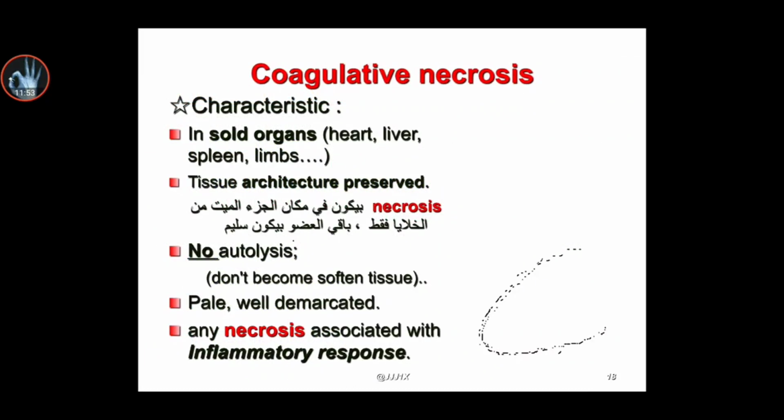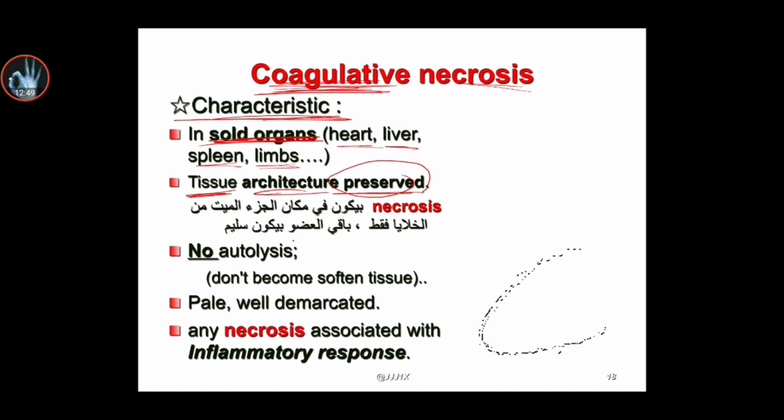As for coagulative necrosis, its characteristics, من أهم الصفات والخصائص اللي فيها. We said already that coagulative necrosis occurs in solid organs, for example heart, liver, spleen, and limbs, الأعضاء الصلبة. Also, one of its features is that the architecture is preserved, يعني its shape is saved. It's not destroyed. So the necrosis occurs in that part, which did not spread and has a good architecture.